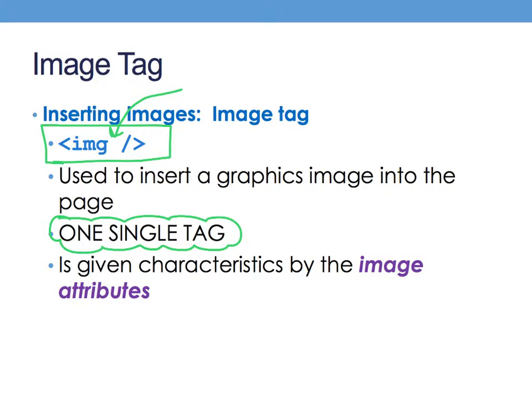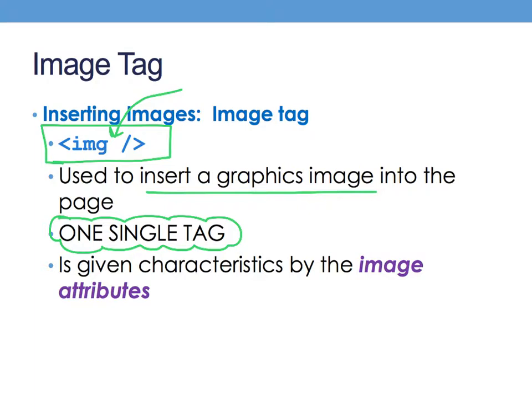Now remember, this tag is used to insert a graphics image into the page. Remember, that image is a separate file, and our browser merges the image file with the HTML file. So all this image tag is going to contain is information about the location of the picture and information about how big and small you want the picture to be.